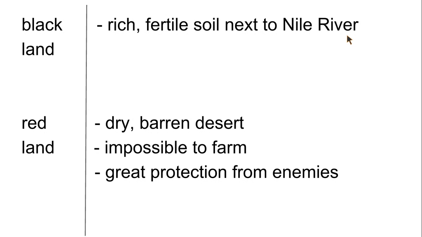But even though there were some disadvantages to the red land, being that you could not live on it, there was also an advantage. It was great protection from enemies. It was too hard to cross the long distances of desert because people who wanted to attack or invade Egypt couldn't get there easily. They would get thirsty or they would get hot, and it wouldn't be worth it. People would not make the trip.